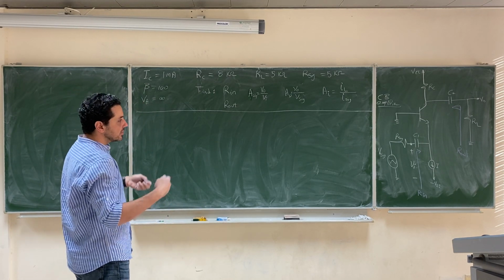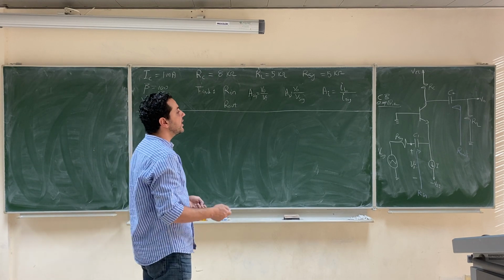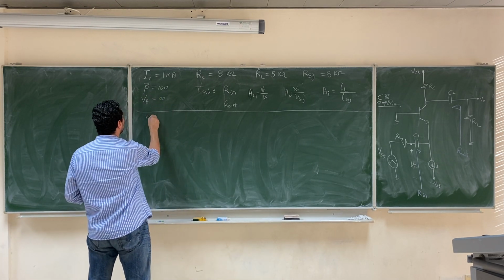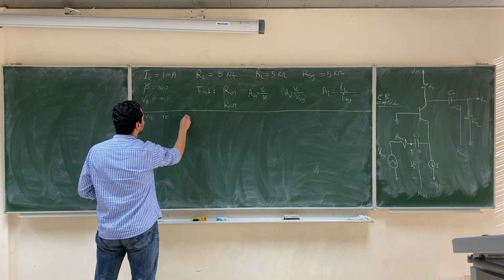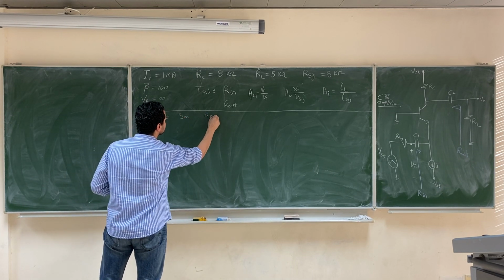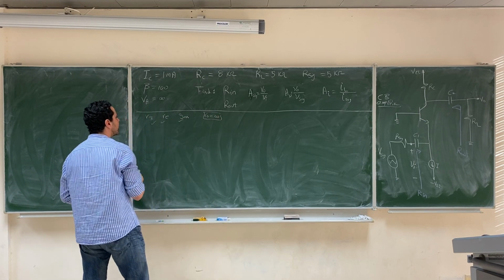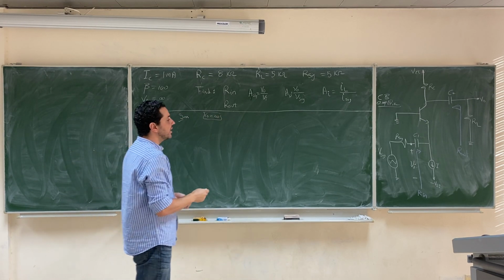So let's go directly to the AC analysis. Of course, you have to calculate the parameters. You have to calculate R pi, RE, GM, and RO, of course, here is infinity because early voltage is given as infinity. You have to calculate RE, R pi, GM, and then we go to the AC analysis.